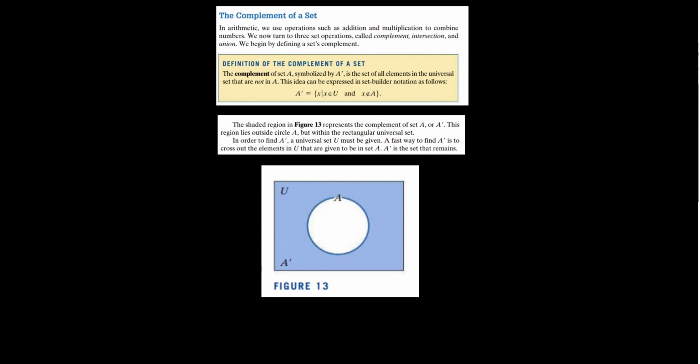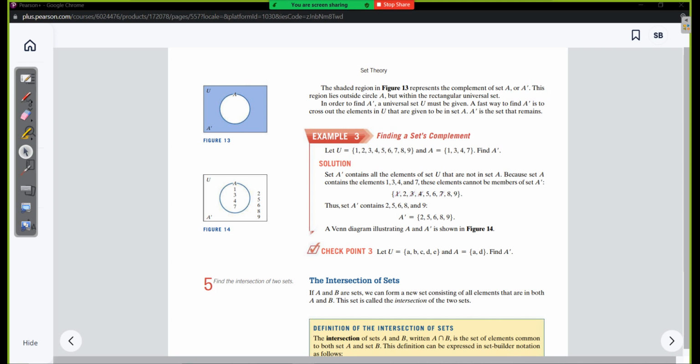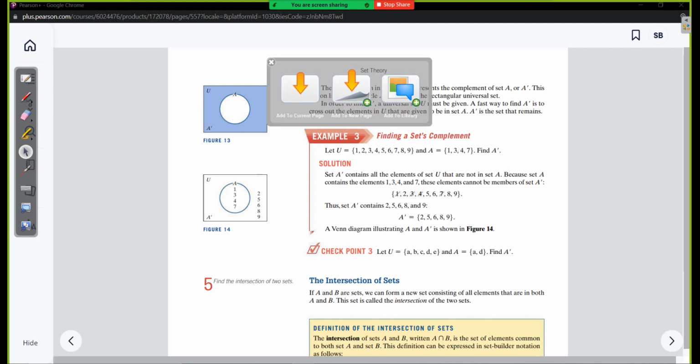And if we do an example real fast, because I do feel like examples really help out, we'll do an example here. Again, all we're looking for is the complement for this particular problem. So this reads, let U equal 1, 2, 3, 4, 5, 6, 7, 8, 9, and A be the set 1, 3, 4, 7. We need to find A complement. So let's write this out a little bit larger so I can cross things off.